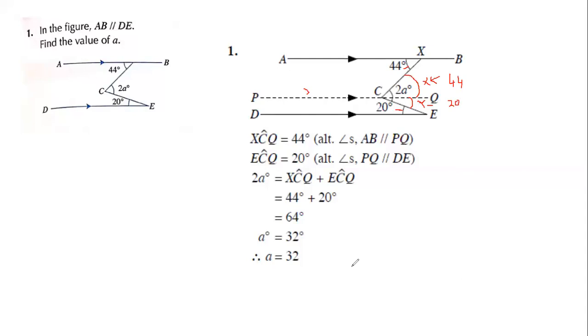Clear? So now what's the next step? We need to find 2A, this total angle here, which is this angle plus this angle. So we can say that this is 64. So now we have found that 2A is equal to 64. In order to find A, we would divide this 64 by 2. So we will have our answer, which is 32 degrees.